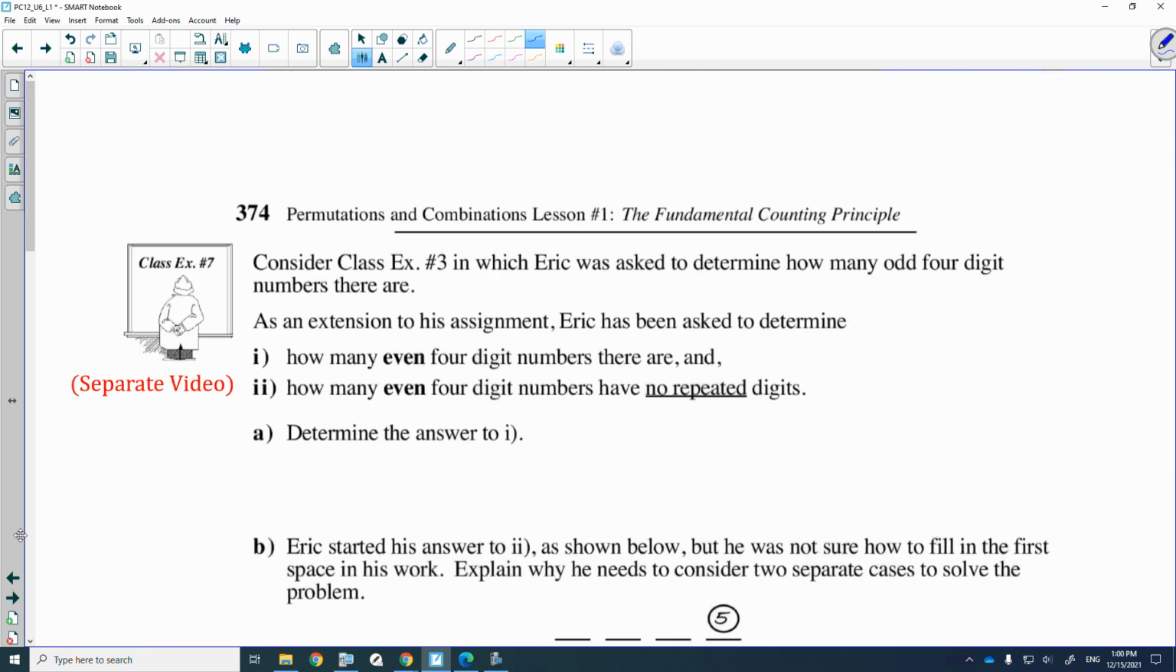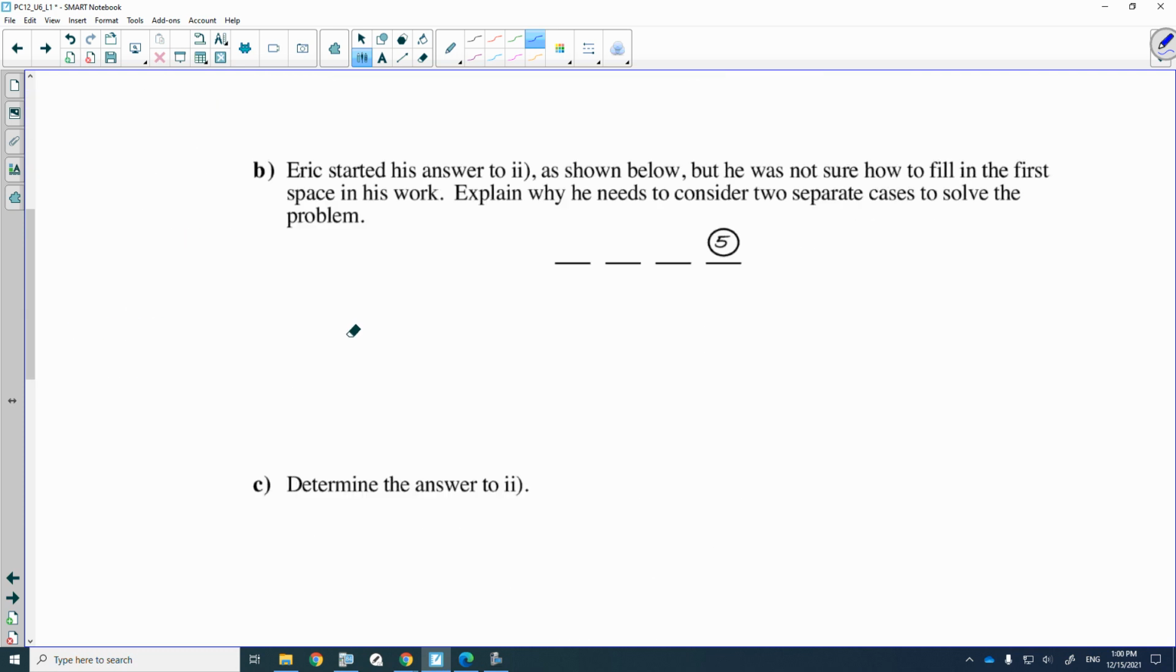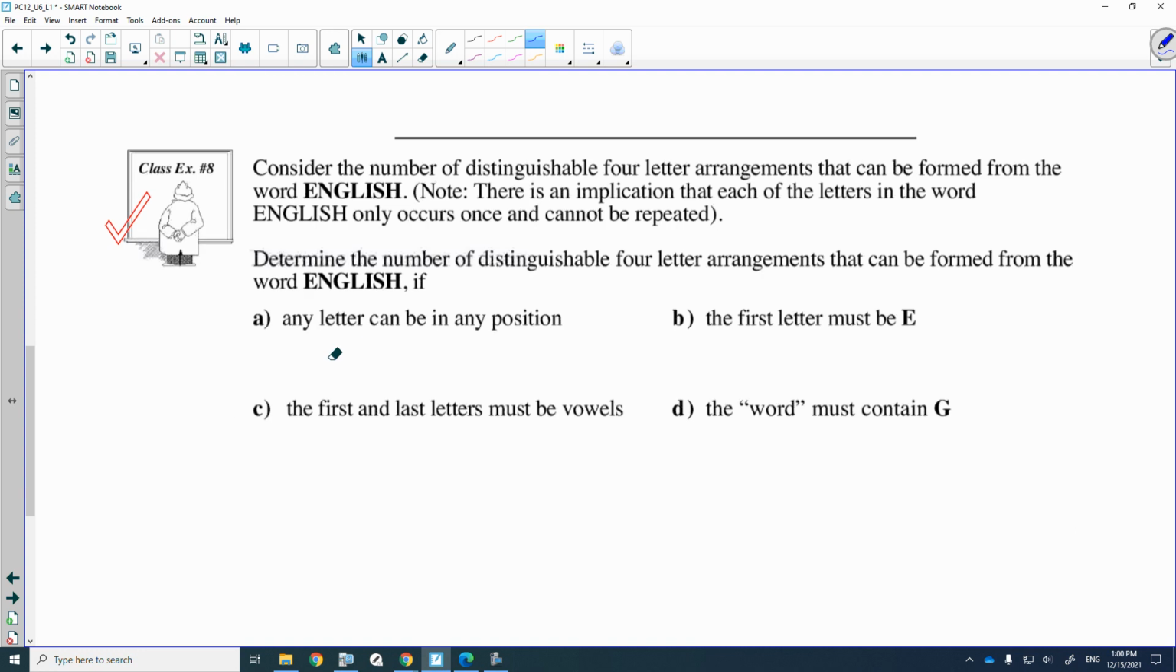We're going to skip class example 7. I do that one in a separate video, and we're going to do class example 8. You need to star this one. This, like the routes question, you're going to see so many questions with words. So here's what they've done.